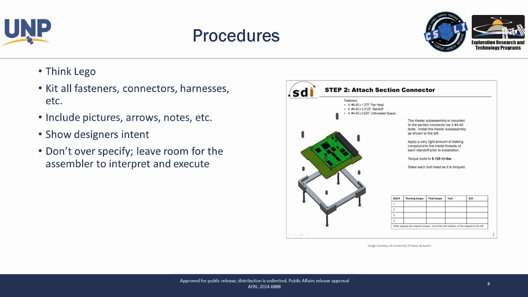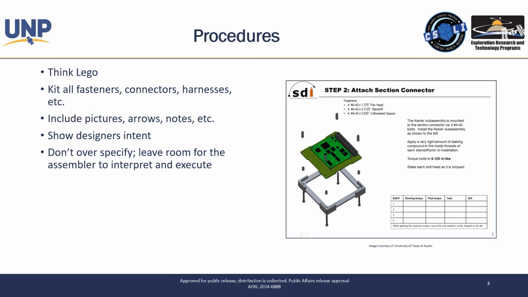So we love pictures, arrows, notes. You can't present too much information in an assembly procedure. If you are the CAD designer, you have to show what you intended for this to be. Is it actually going to be built flat, but then rotated 90 degrees? Am I intending to clamp this to a bracket and then mount that bracket to something? So there's the capturing of the designer's intent in a procedure that is very difficult to do.